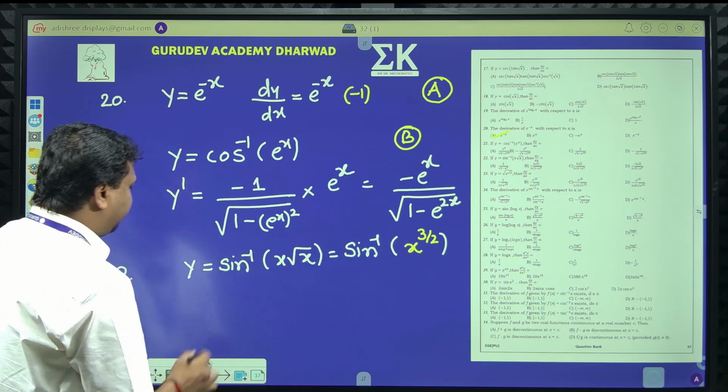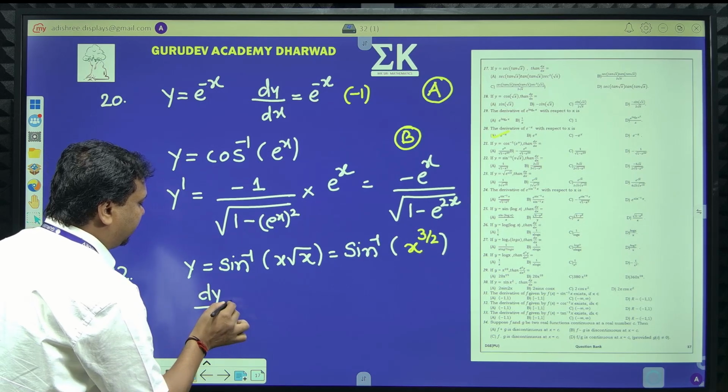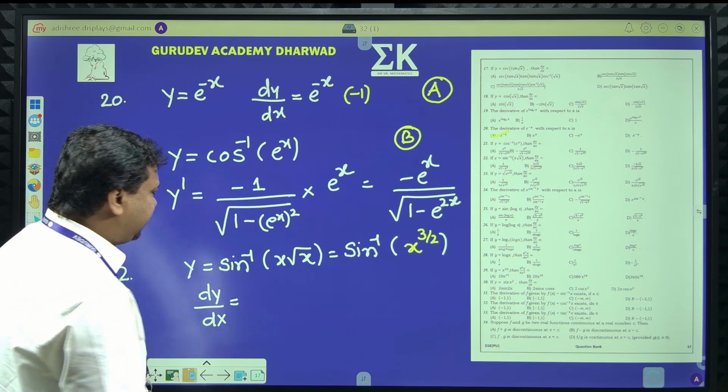Now I will differentiate this function. What is dy by dx is equal to, what is differentiation of sin inverse g of x?